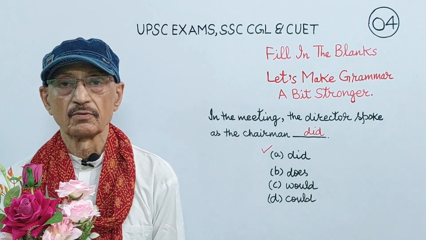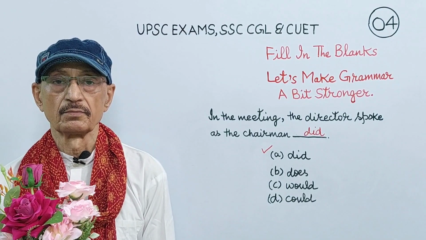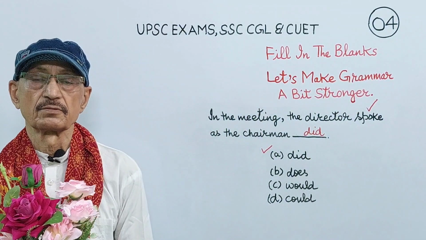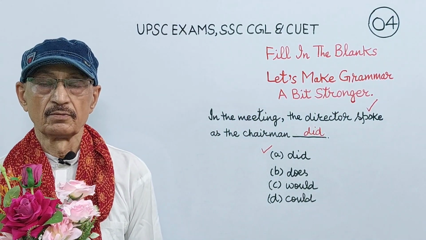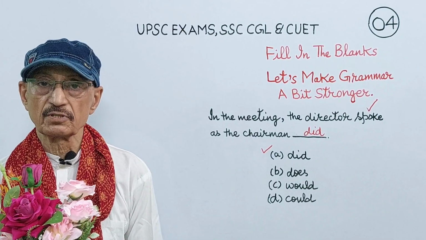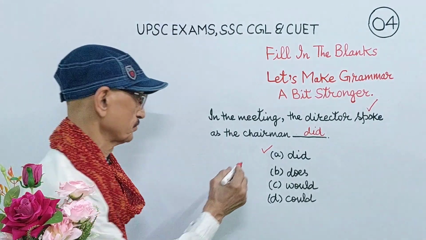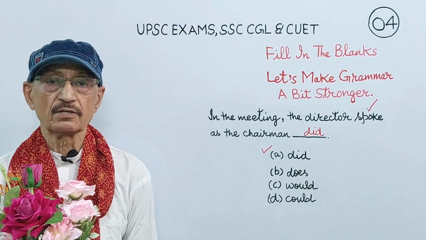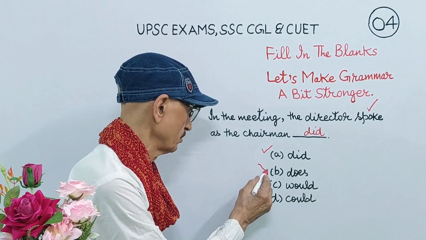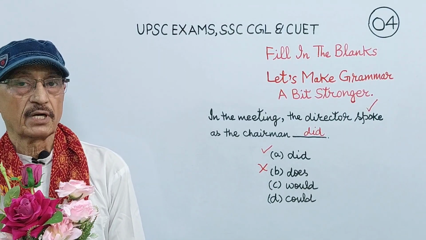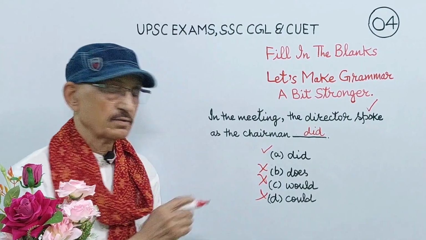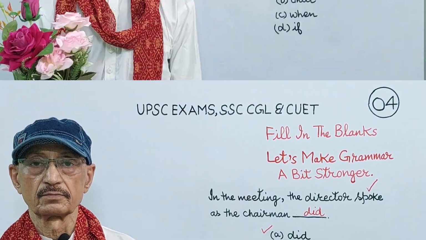I will tell you why you should take did here. Because spoke indicates simple past tense. So, you will use the auxiliary of simple past tense, which is did. If you take does here, no, you will not be able to maintain the sequence of tenses. Does is wrong. Nor can you use any modal verb here. So, would, could, both are wrong.